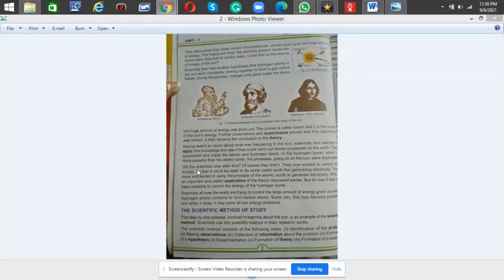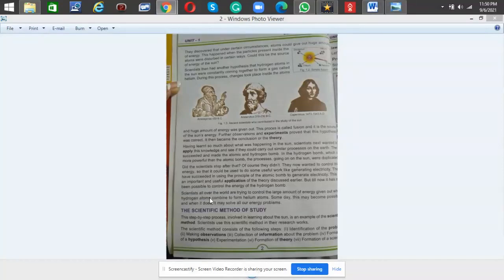Did the scientists stop after that? Of course, they didn't. They now wanted to control this energy so that it could be used to do some useful work like generating electricity. They have succeeded in using the principle of the atomic bomb to generate electricity. This is an important and useful application of the theory discussed earlier. But till now, it has not been possible to control the energy of the hydrogen bomb.